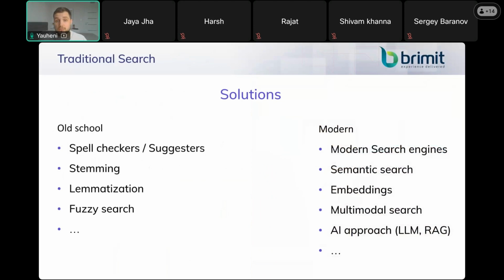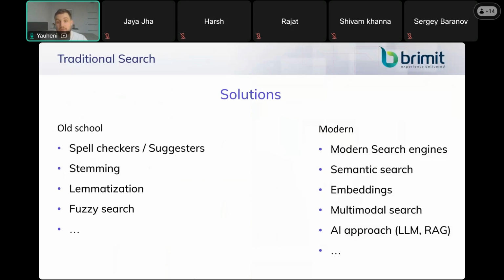The question is how we can improve our search. In the past, as you probably all know, especially when working with Sitecore and Solr, we used tools like spell checkers, suggesters, and different techniques like stemming, lemmatization, and fuzzy search. But they are all just text processing algorithms, and no matter how hard we try, we cannot make the search engine understand the meaning of what the user is asking.